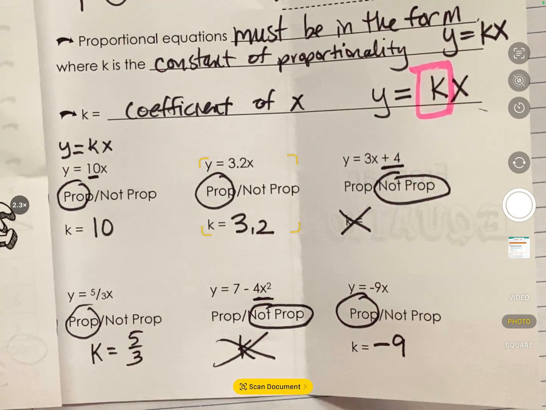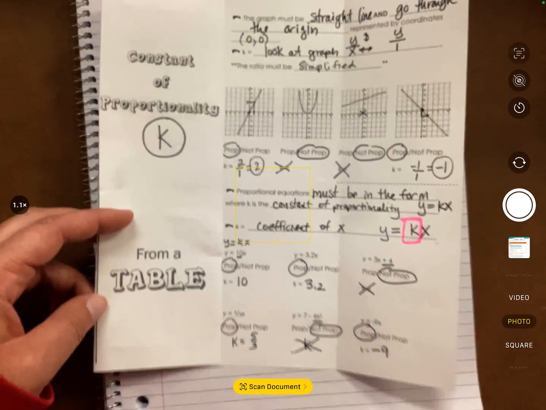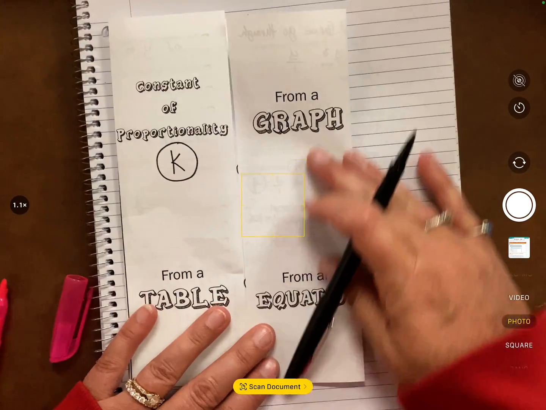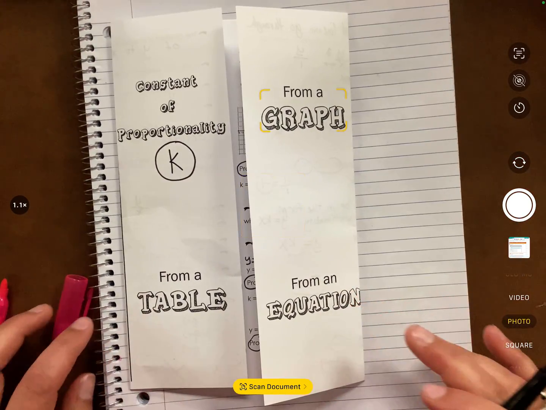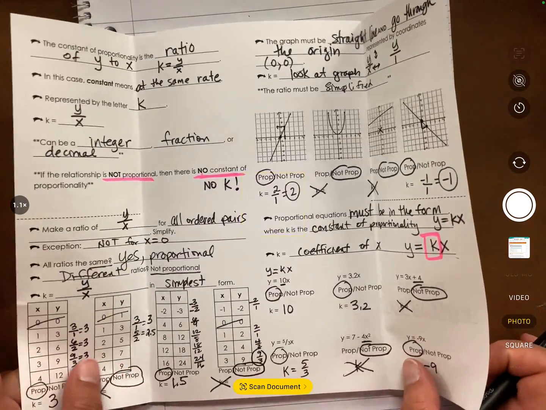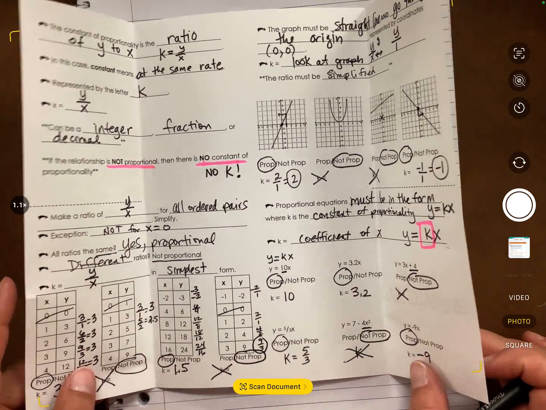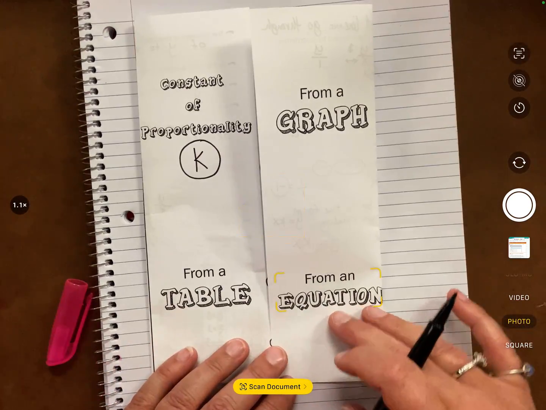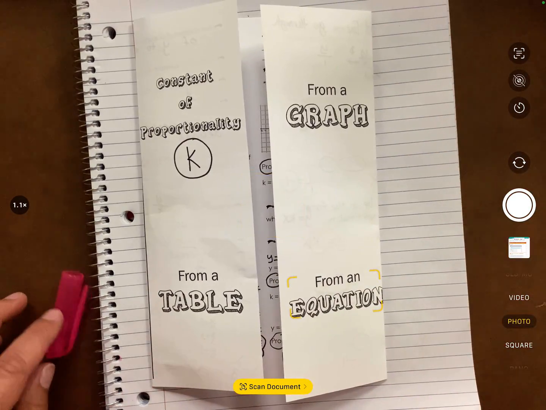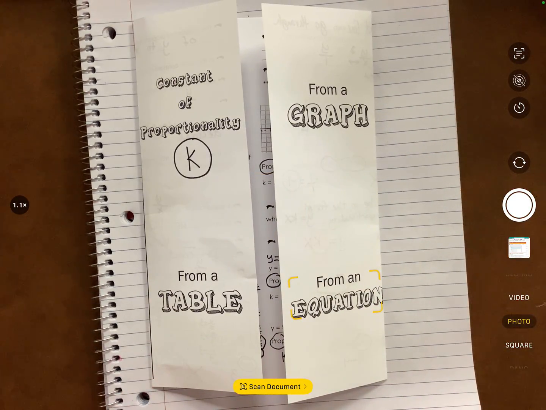All right, so this is an important foldable. Please make sure that this gets put somewhere where you are not going to lose it, so that you can study with it, and you can also use it on your homework when you are trying to remember, how do I find the constant of proportionality in a table, a graph, or an equation?